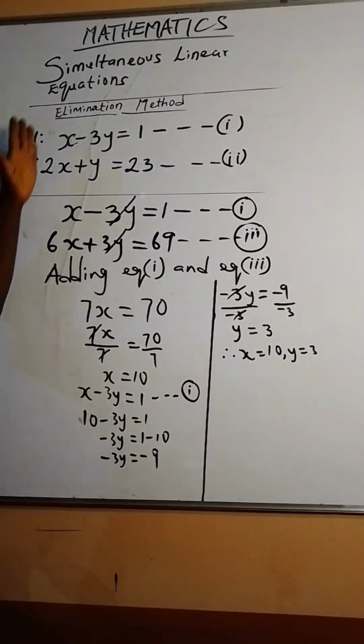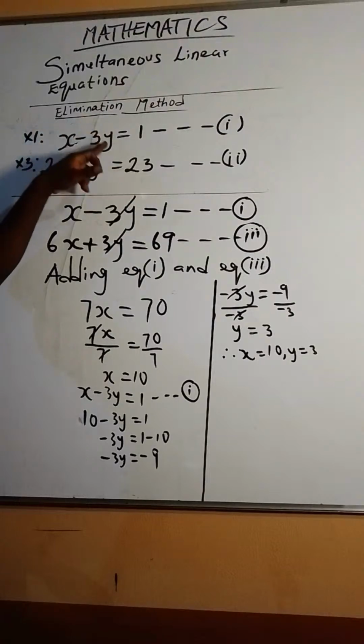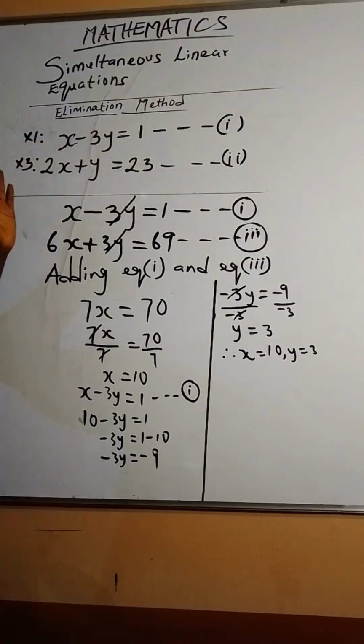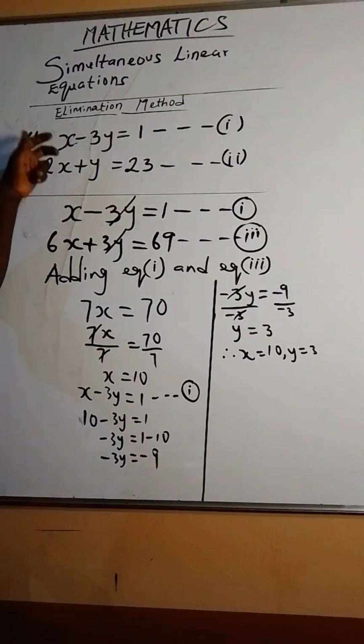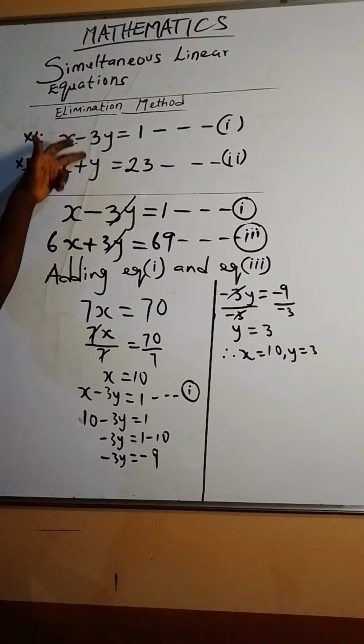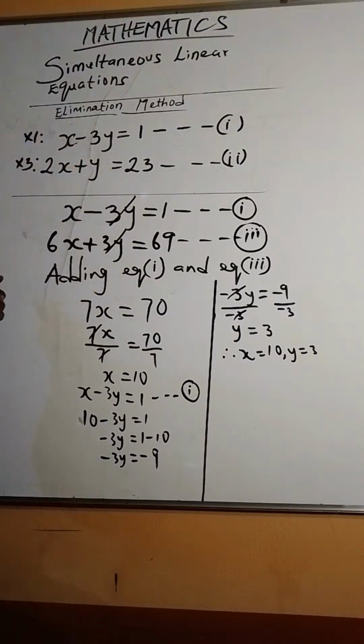Now, what we are simply going to do is to eliminate one of the variables, x or y, but we have chosen to eliminate y. So the implication is that we must ensure that the coefficients of y are equal, because if the coefficients of y are not equal on both equations, there is no way we can eliminate y. So whatever you want to eliminate, ensure that the coefficients are the same on both equations, right? So they must be the same.